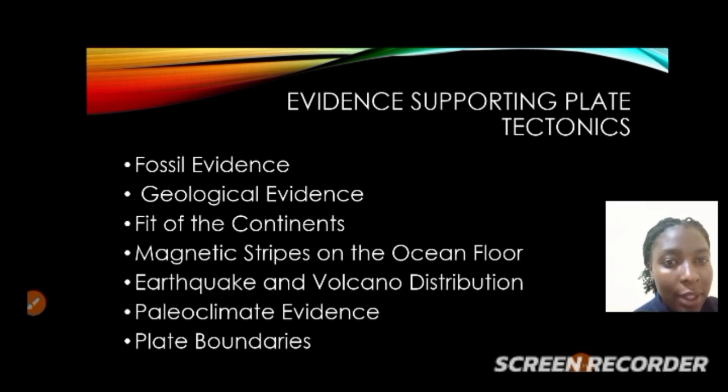The next we talk of is the paleoclimatic evidence. Here, evidence of past climates, such as glacial deposits found in now tropical regions like India and South Africa, indicates that those continents were once together. So some continents have the same pattern of climate. That's the meaning of paleoclimatic evidence. Like India and South Africa, they seem to have the same climatic patterns.